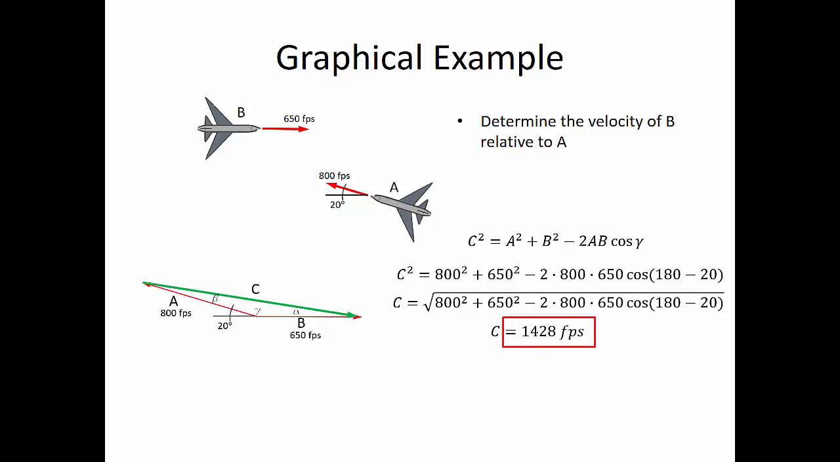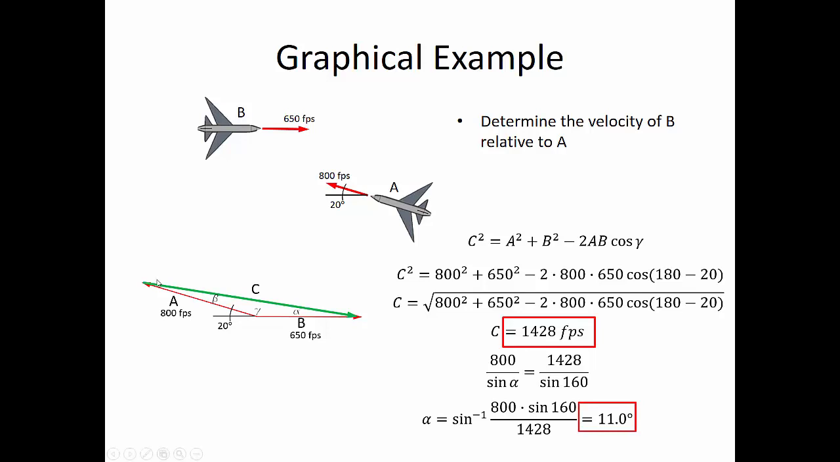But this only gives us a magnitude. We also need to know what the direction is. If we use the law of sines, 800 over the sine of alpha is equal to 1,428 over the sine of 160, or a over the sine of alpha is equal to c over the sine of gamma. Solving for alpha, we get that alpha is equal to 11 degrees, which is the same as what we got in the vector example. That 11 degrees could be measured from a horizontal line at the tail of C clockwise.